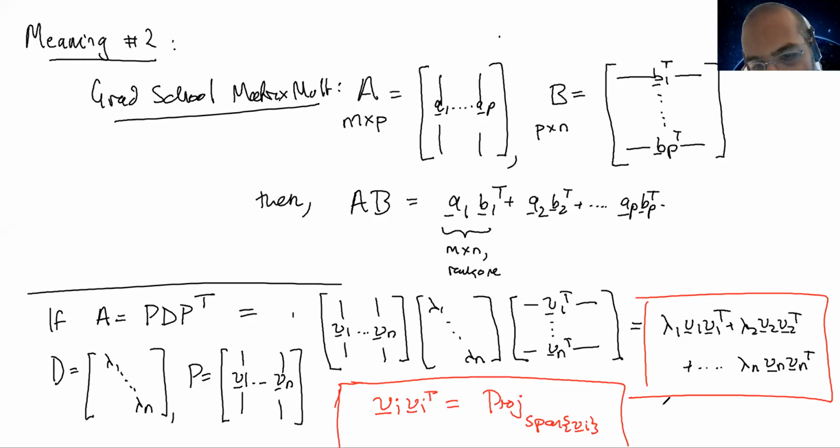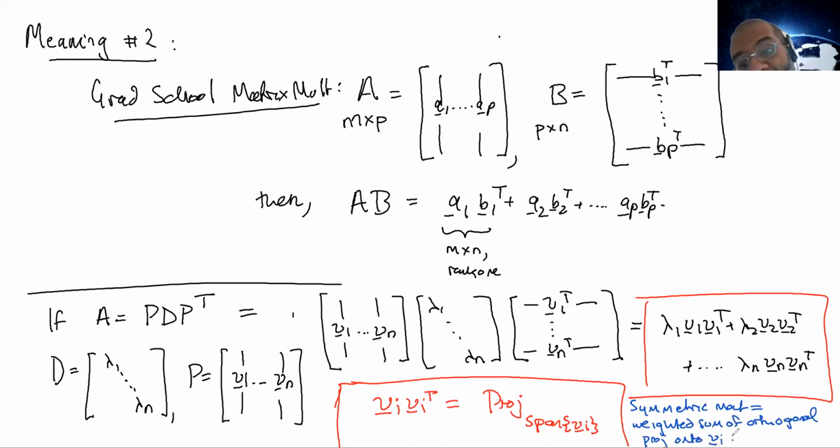So what is this theorem saying? What is this way of looking at it saying? Well, it's saying any symmetric matrix is a weighted sum of projections onto the eigenvectors, where the weights are the eigenvalues. So that's the second meaning.